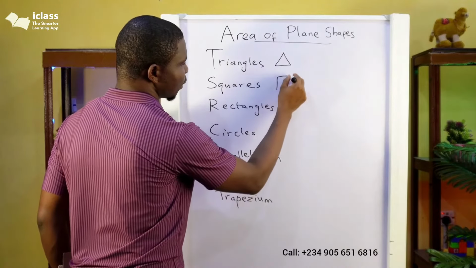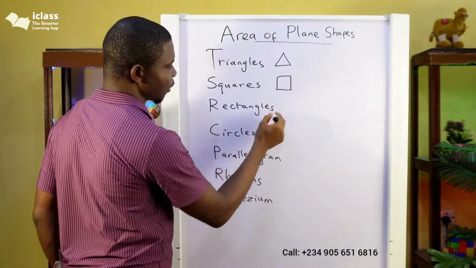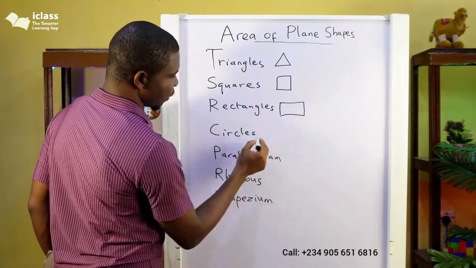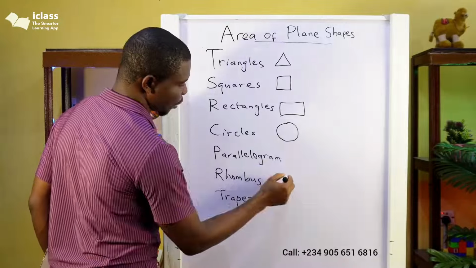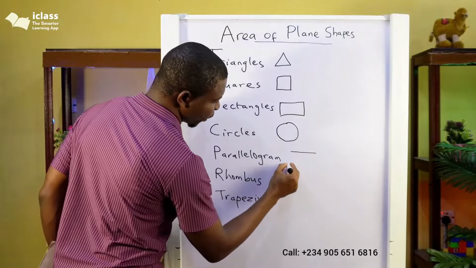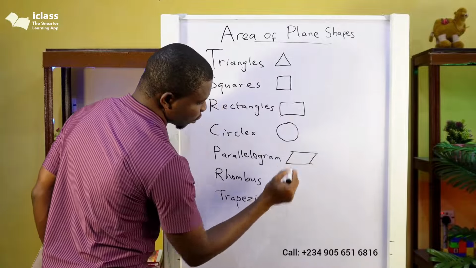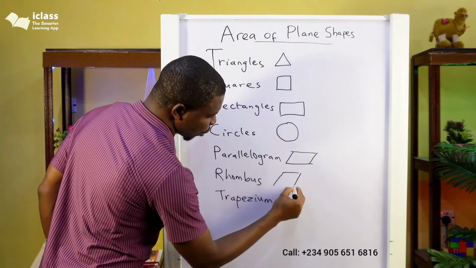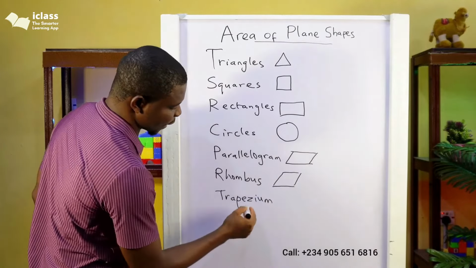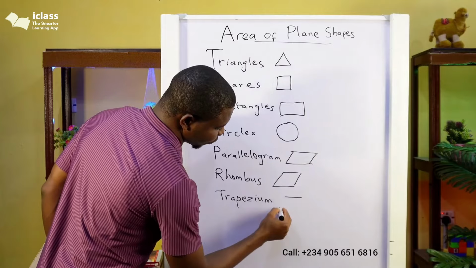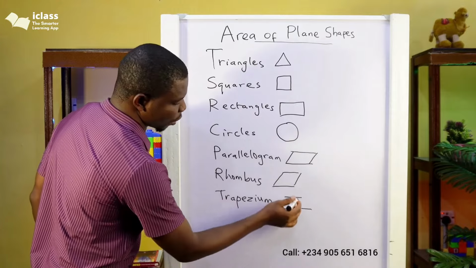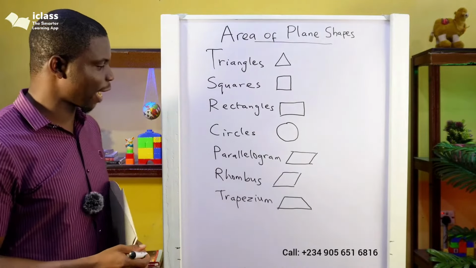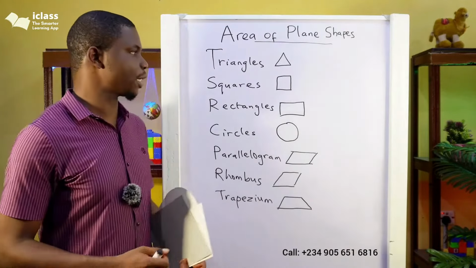A square has 4 equal sides. A rectangle, something like this. A circle, like this. A parallelogram, 2 parallel sides. And then rhombus, just like a parallelogram, but all 4 sides are equal. And then a trapezium, just 1 pair of parallel sides, and then this, right? So these are the common plane shapes that we know.